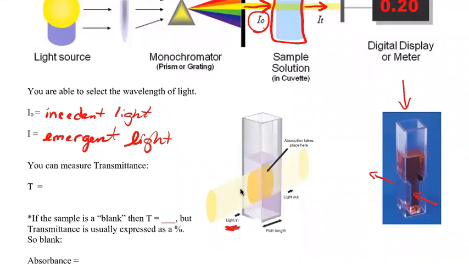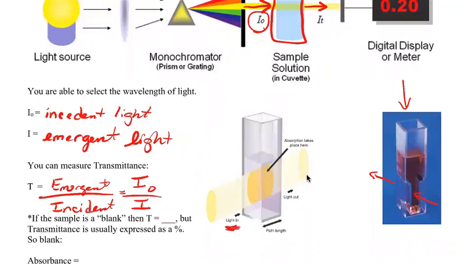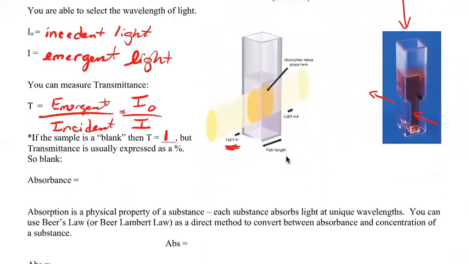We can actually measure transmittance. We can see how much light is actually transmitted through the sample. How much light comes out of the other side depends on how much you put in, so you're going to divide your emergent by incident. You could write that as I over I sub 0. If you have a sample that is blank, let's say it's not colored, it is just water, then everything that went in should come out. So your transmittance should be 1, and we basically set it to that. But usually we do not express transmittance as a simple number. We express it as a percent.